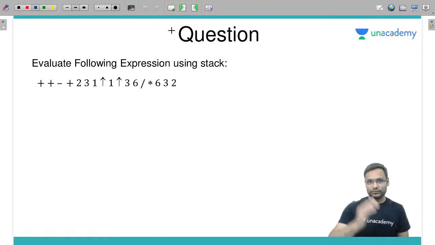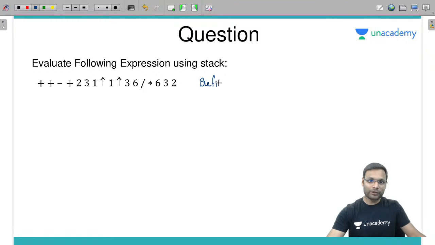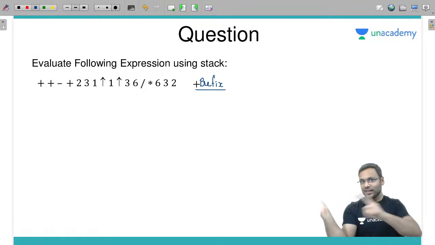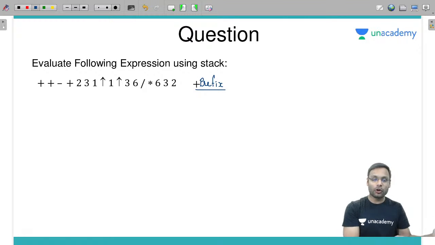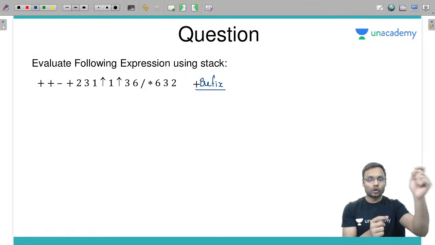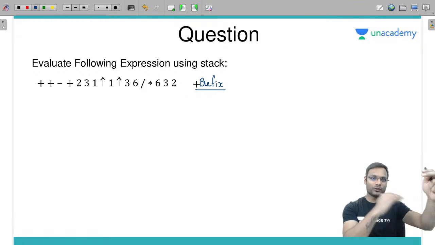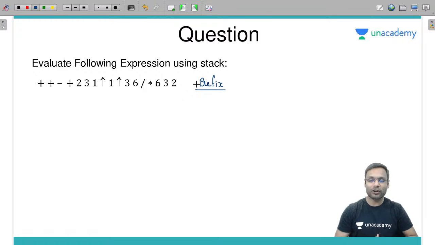Another question, from right to left you need to solve. This is a prefix notation. How to solve prefix notation? Scan right to left, and if it is an operand, push it onto the stack. For an operator, take the top value and the next to top value, perform the operation of the operator, and push the result onto the stack again.